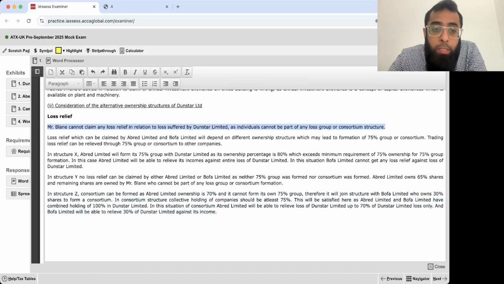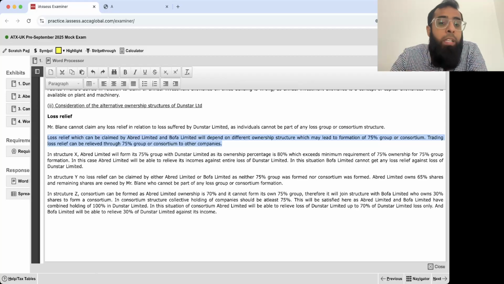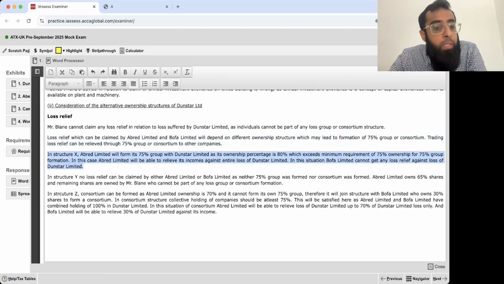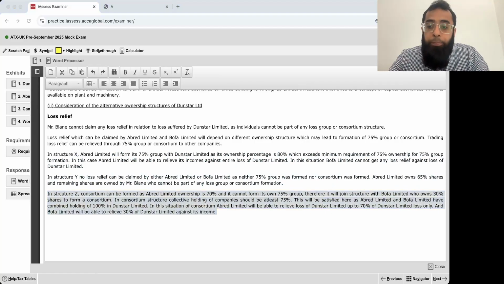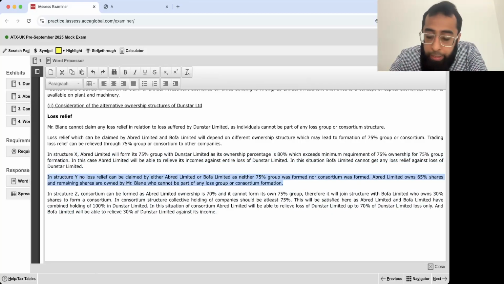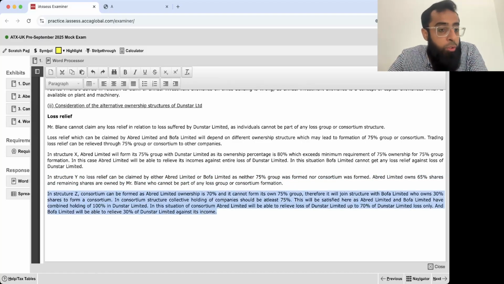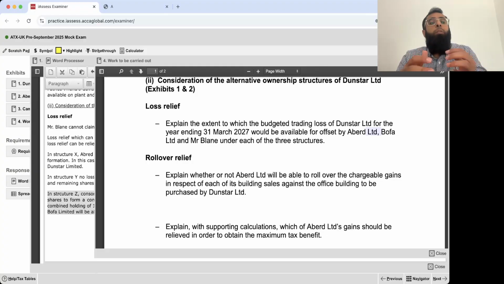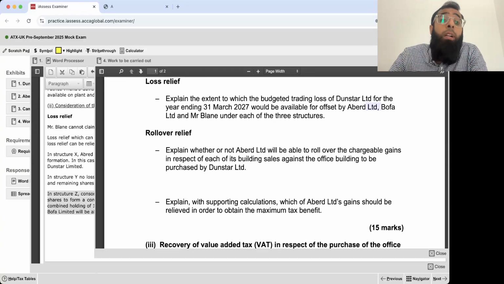So first of all, we excluded Mr. Blaine. And we discussed that it depends whether it's a group or consortium. We talked about structure X, structure Y, and structure Z. I believe it wasn't difficult. In structure X, it was a straight 75% group of Abrid Limited. Structure Y, no group, no consortium, because at 65%, nothing can be formed, and you cannot include an individual with you. Structure Z, we will go for a consortium because we cannot form our own group. So obviously, we have to join hands. Now comes the second thing, rollover relief. Let's look at it. Rollover relief, what he is saying here.